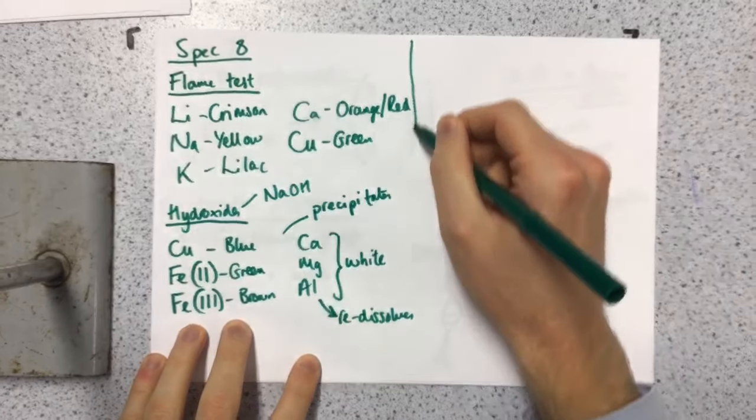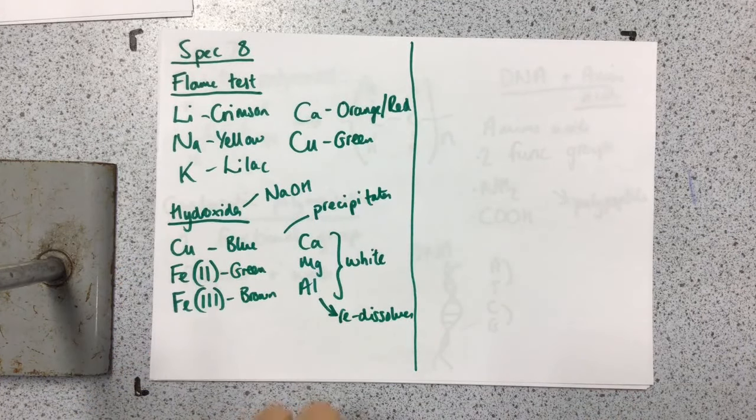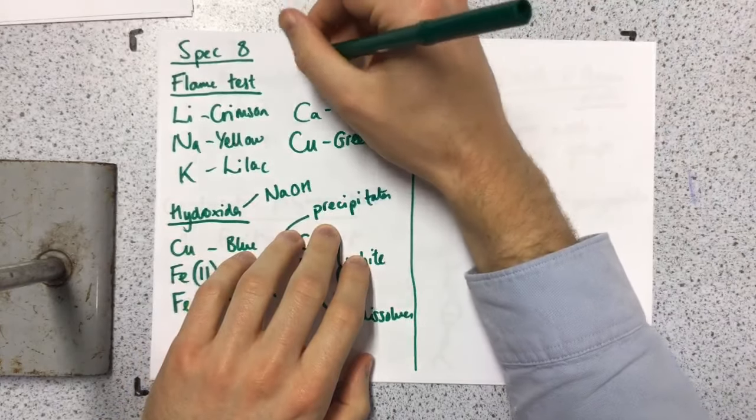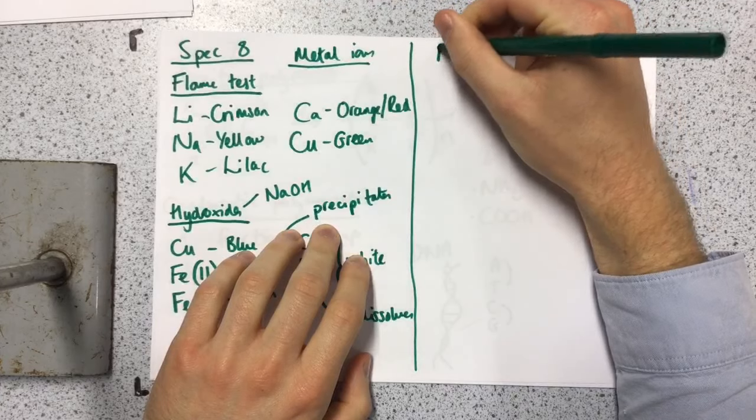They didn't come up at all last year. There were a couple of questions on certain colours for the flame test, but this didn't come up at all. Then you've got your non-metals. So you could say that these are your metal ions. And these are non-metal ions.